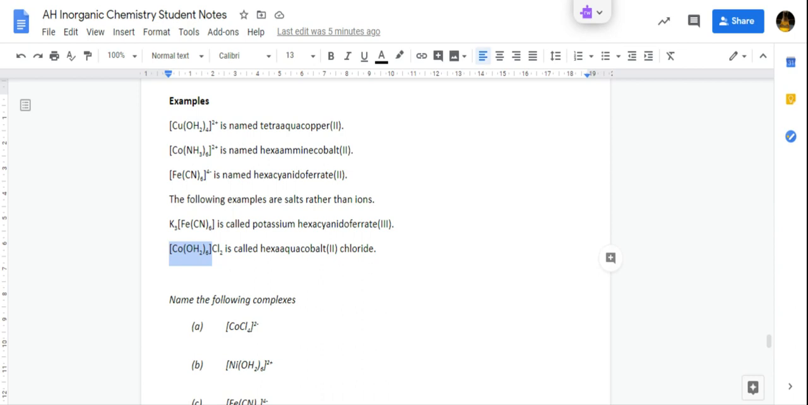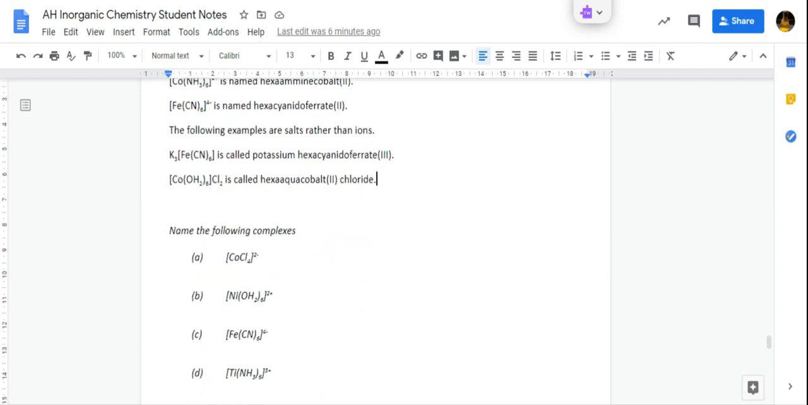We have 6 waters, so hexaaqua. We can work out, because we know chloride ion has a single negative charge, so this has a charge of 2-, therefore our complex must have a charge of 2+. Because the water molecules are neutral, the 2+ comes from the oxidation state of the cobalt, so it's hexaaqua cobalt(II) chloride.